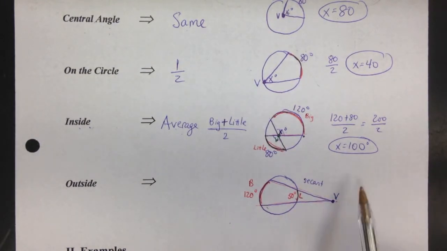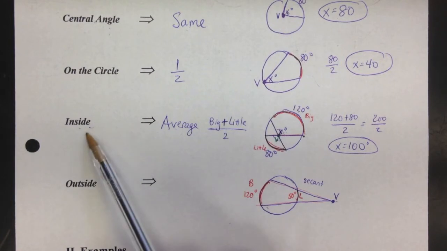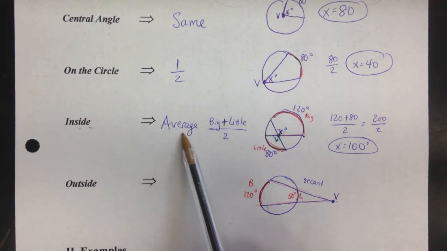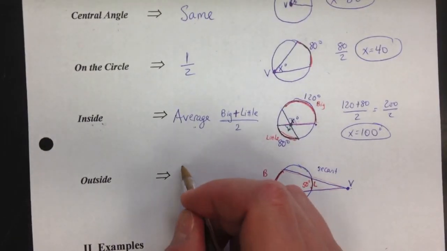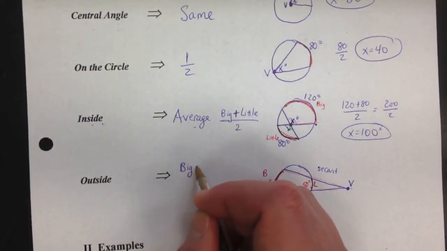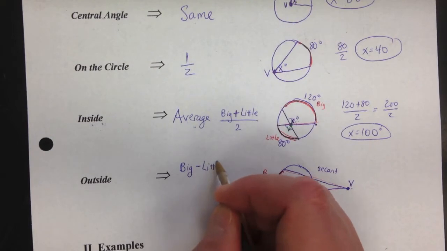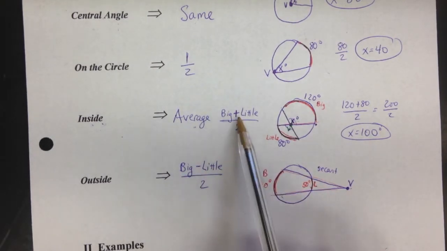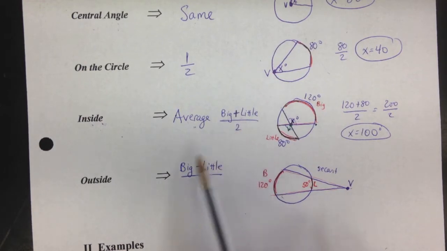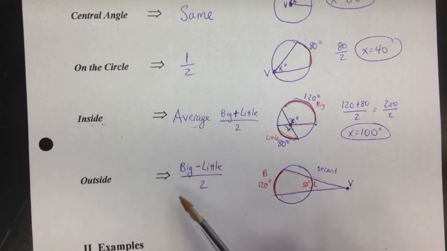All right, so if the angle is inside, it's equal to the average of the arcs. If the angle is outside, it's going to be big minus little divided by 2. So inside is you add them, big plus little divided by 2. Outside is big minus little divided by 2.